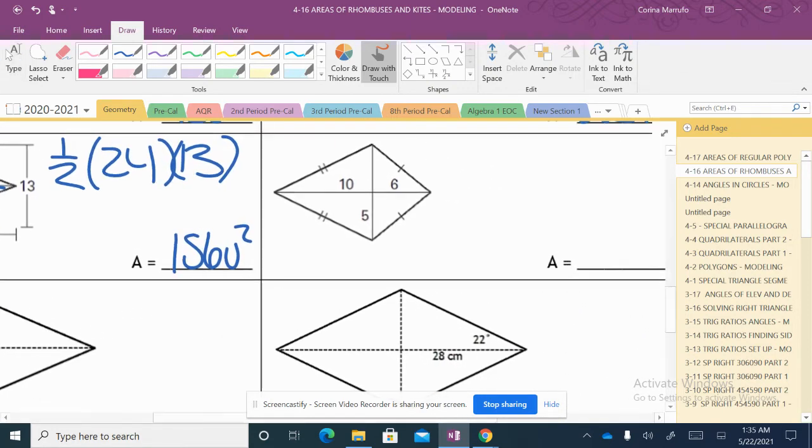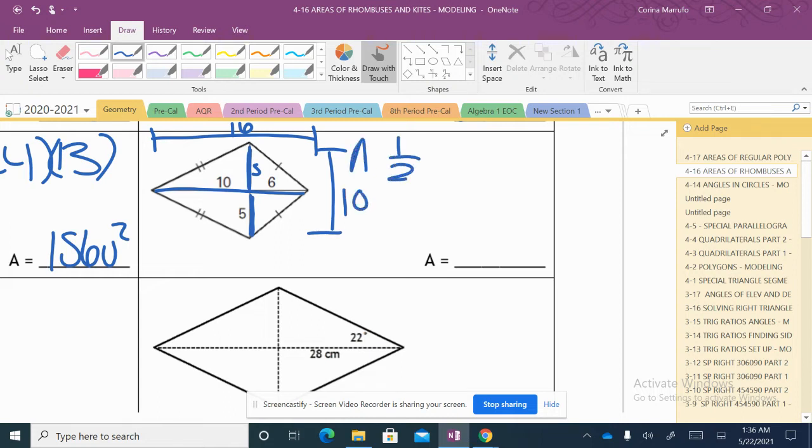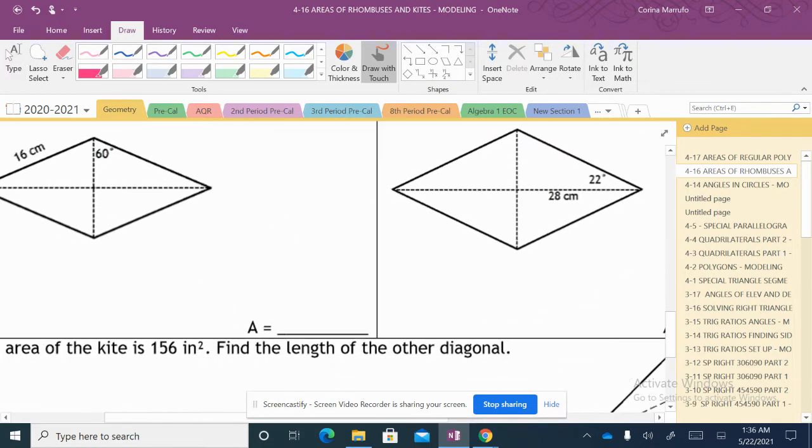Alright, so this next one I have another kite. Now with the kite, this whole piece right here, 10 plus 6, is going to give me 16. Okay. Now, because this side is 5, then that means this other side is 5. Okay, because this is a kite, so then from here to here is 10. So to find the area, we're going to take 1/2 of 10 times 16. Okay, and I believe that gives us 80. Again, we don't have any units, so I'm just going to put U squared.